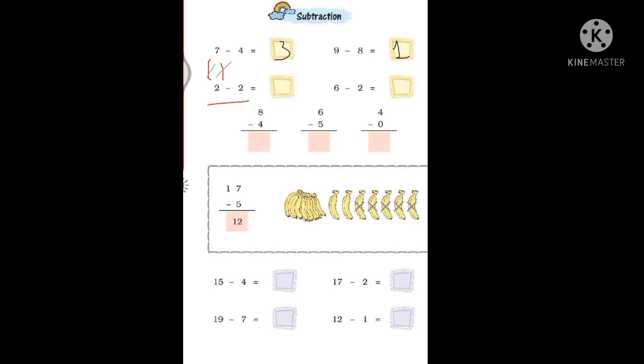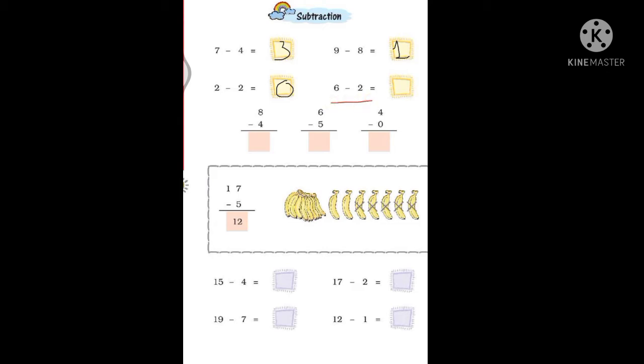So from 2 if I subtract 2, 2 minus 2, what answer do we get? Can you find any sticks over here? No. So that means what? If we are doing 2 minus 2, what answer do we get, students? Nothing, empty. So that means 0. So here you have to write down answer 0 in this box. 2 minus 2 is equal to 0.